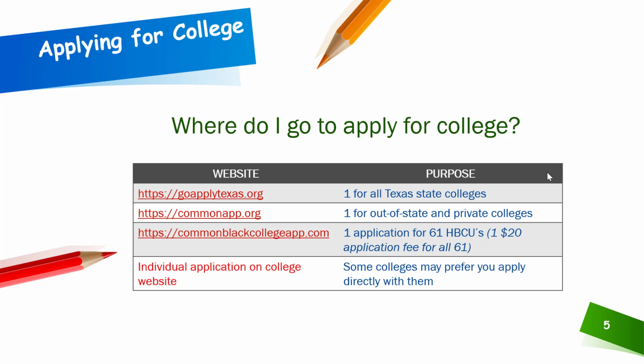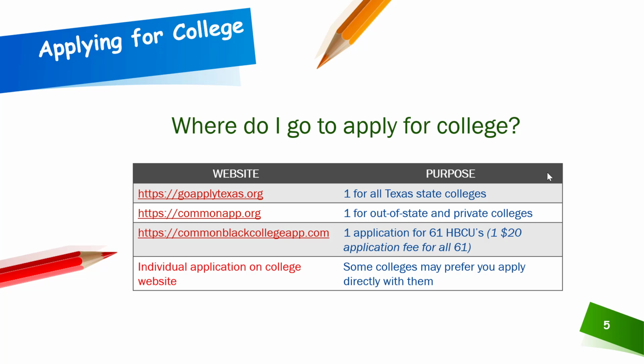All right, so applying for college, that would be the next thing. Start looking at Go Apply Texas for any Texas state colleges. Make an account on Common App if you're going to apply to out-of-state colleges or private colleges in Texas.